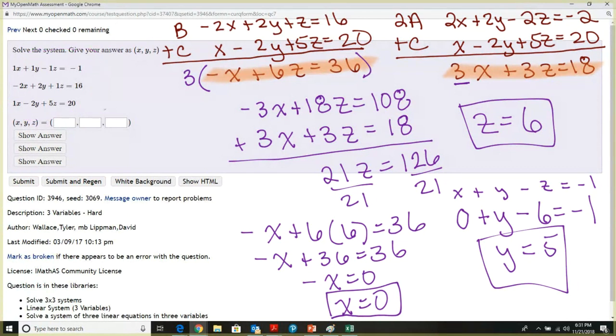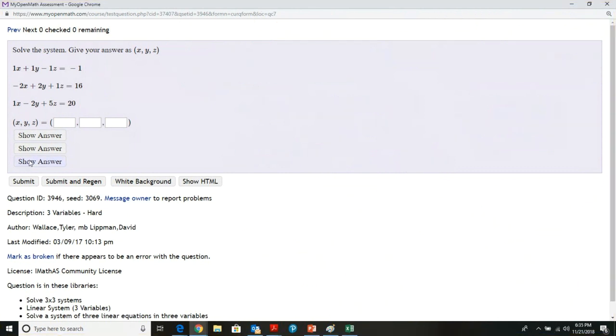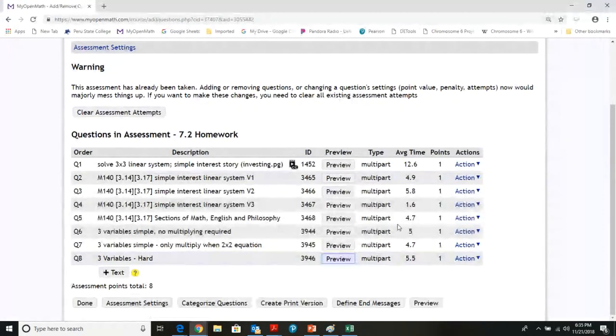And remember, you can always check. You can go in here to the original and plug them in and see. The first one says that x plus y minus z should be -1. So 0 plus 5 minus 6 is -1. Perfect. The second one would say that 10 plus 6 is 16. Yep. And the last one would be -10 plus 30 is 20. So perfect, you guys. 0, 5, 6 is our answer. So that wasn't too bad. All right, so that was the 7.2 homework.